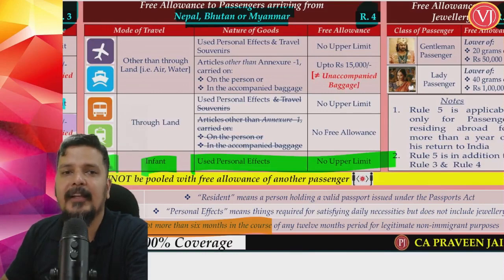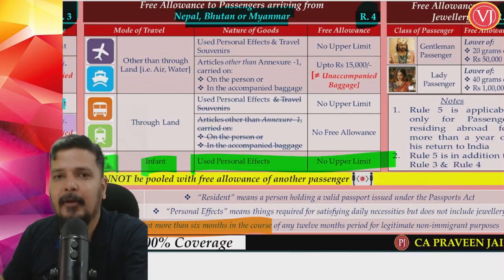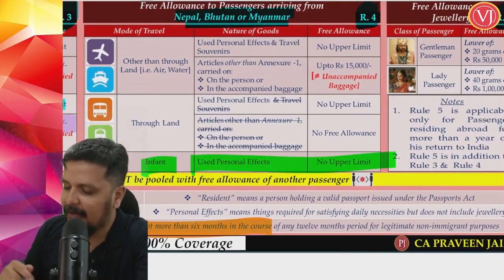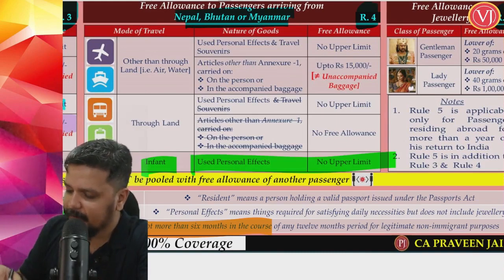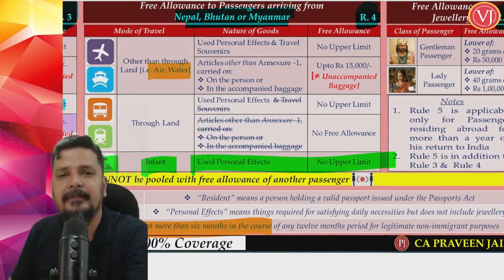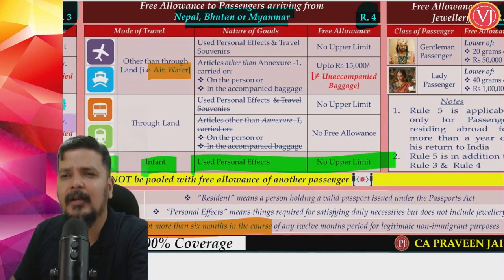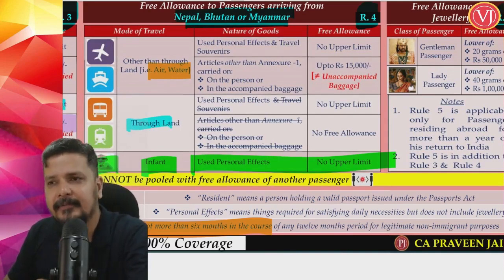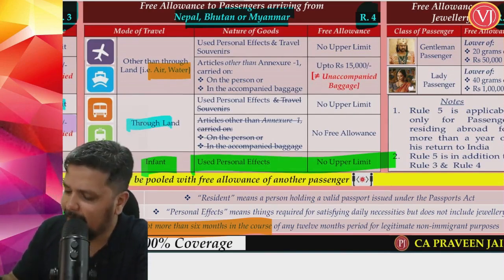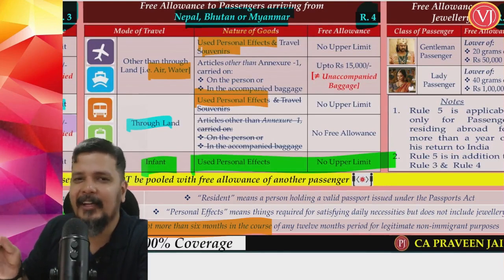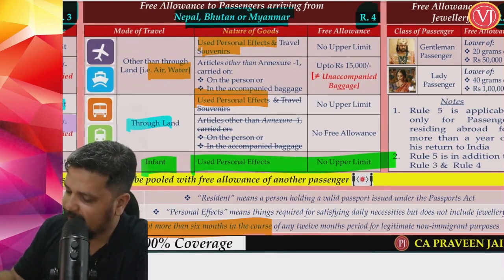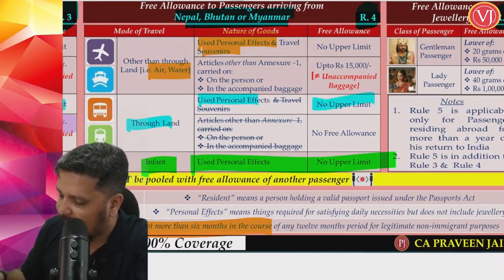In Rule 4, the bifurcation is not based on the type of passenger. It's based on the travel route. If you are traveling by air or water, or if you are coming from Nepal, Bhutan or Myanmar through land. Even here, whether by air or water or by land, for used items there is unlimited exemption.